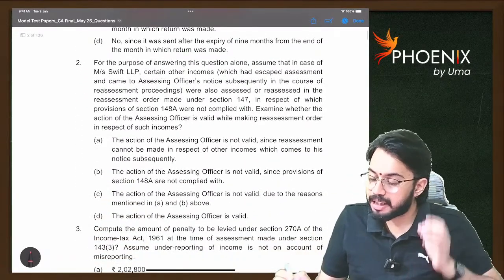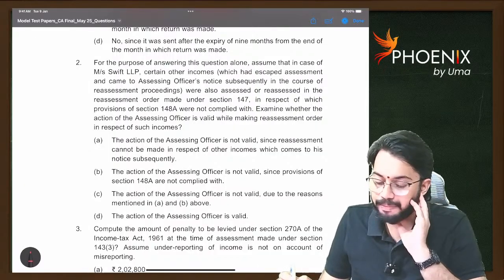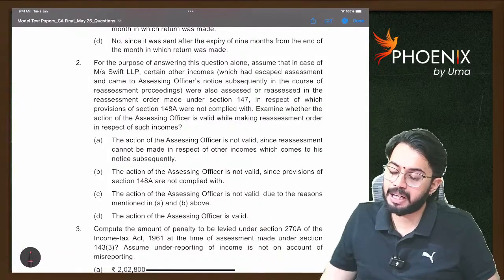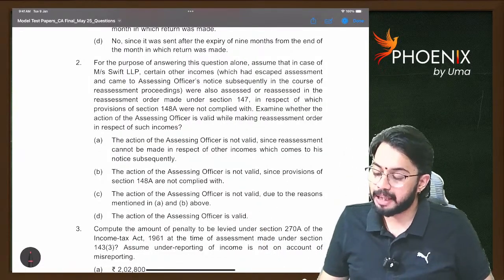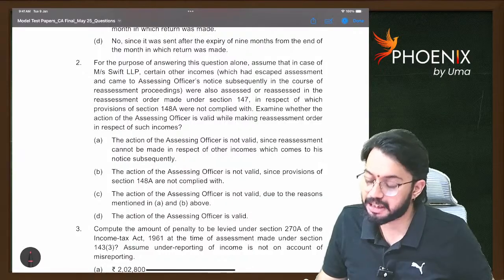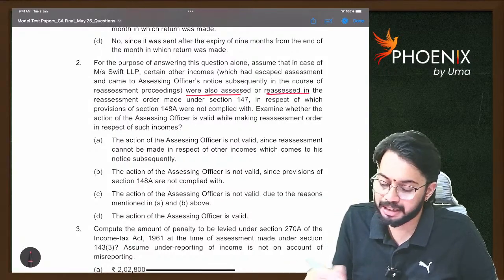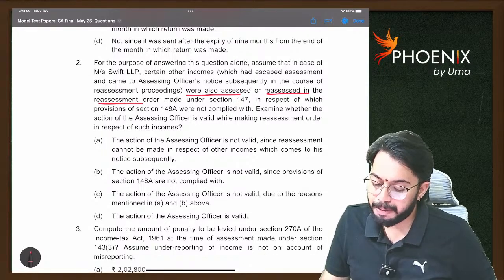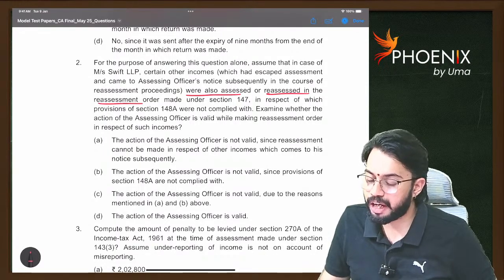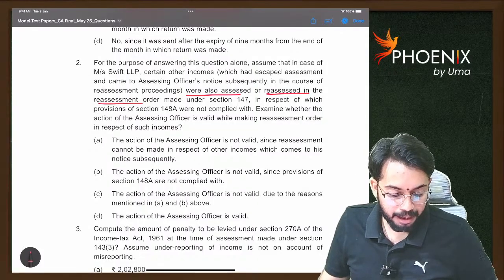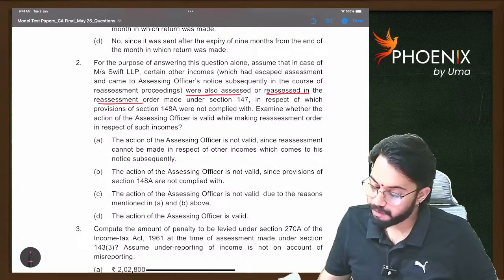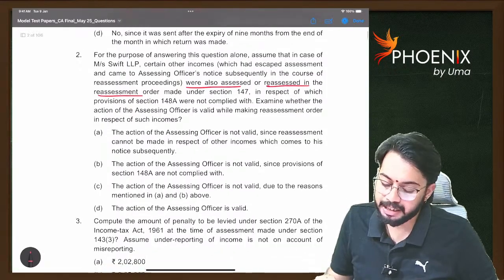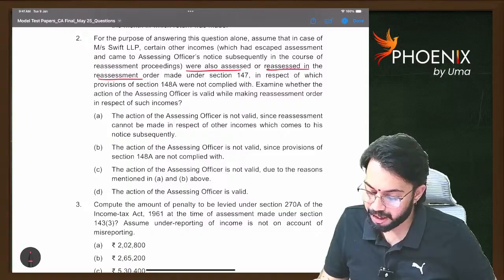For the purpose of answering this question alone, assume that in case of Merces Swift LLP, certain other incomes which had escaped assessment and came to the assessing officer's notice subsequently in the course of reassessment proceedings were also assessed or reassessed in the reassessment order made under section 147, in respect of which provisions of section 148A are not complied with. Examine whether the action taken by the assessing officer is valid while making the reassessment order in respect of such incomes.